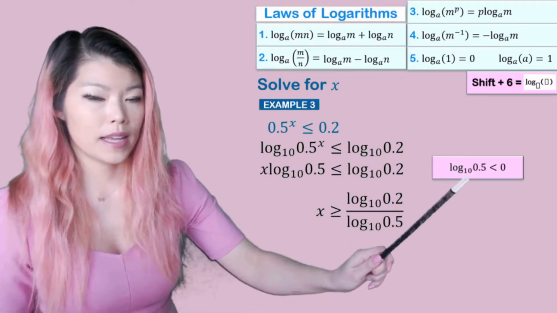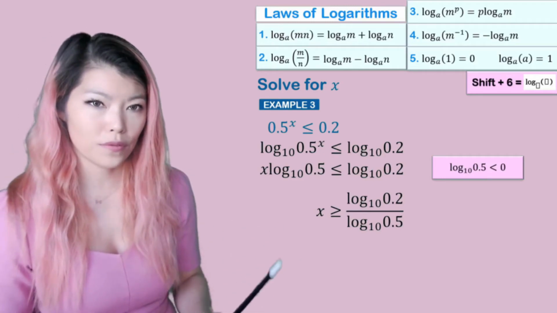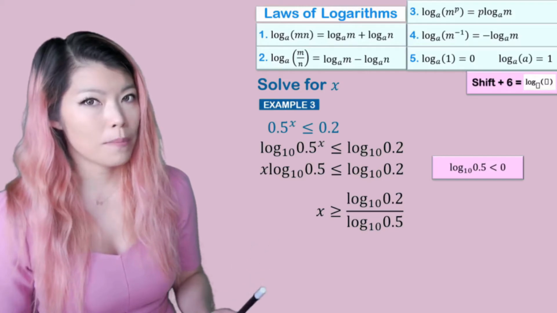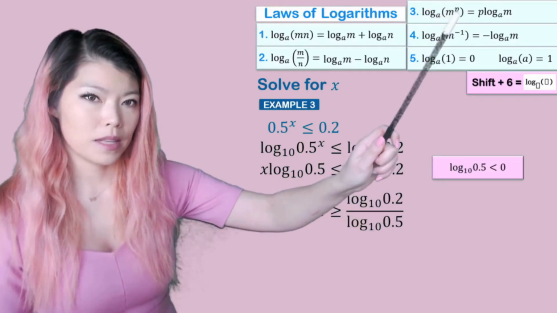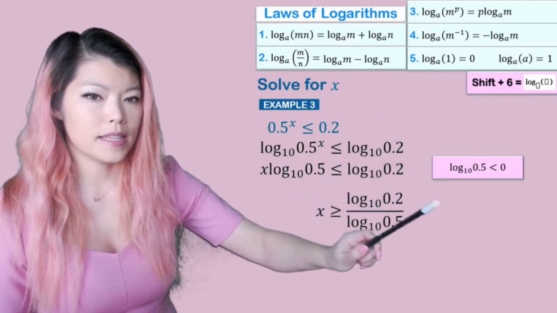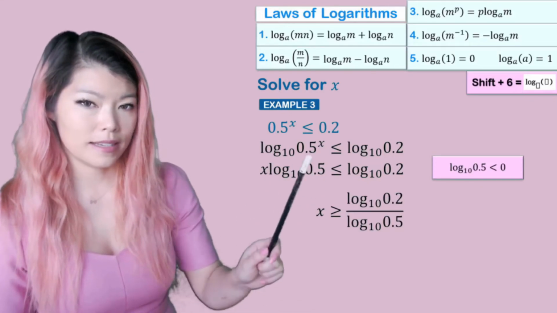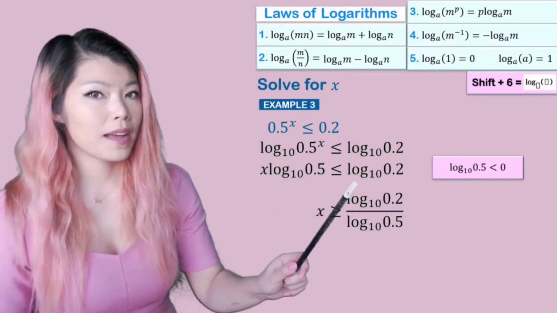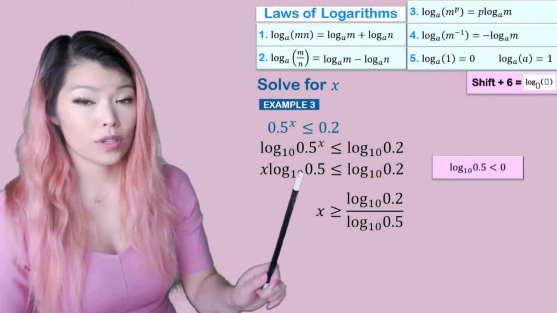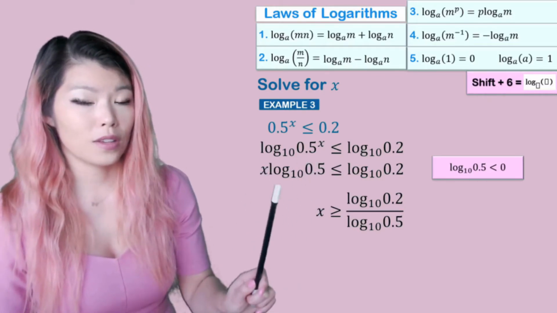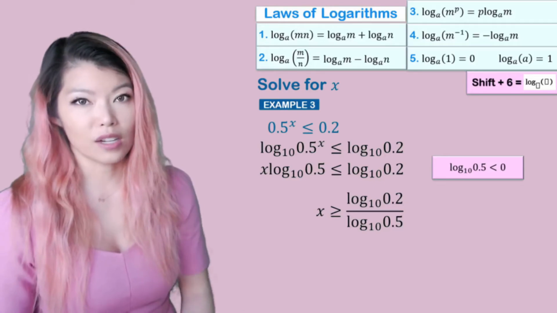When you have log base 10 of 0.5, 0.5 is a half. How else can you write 1 over 2? 1 over 2 is like 2 to the power of negative 1. And we know that with 2 to the power of negative 1, the negative 1 goes to the front, and it's a negative value. So whenever you see fractions, they are actually negative values. So when you divide by a negative value, what do you have to do? You have to switch the inequality. So recap, when you see a fraction, you know that it's a negative value, and when you have to divide by a negative value, you have to change the inequality.